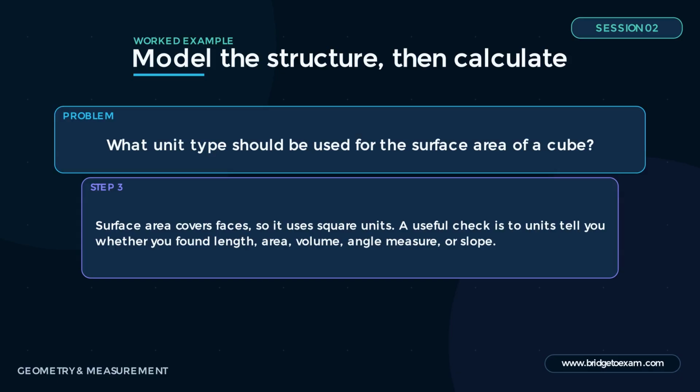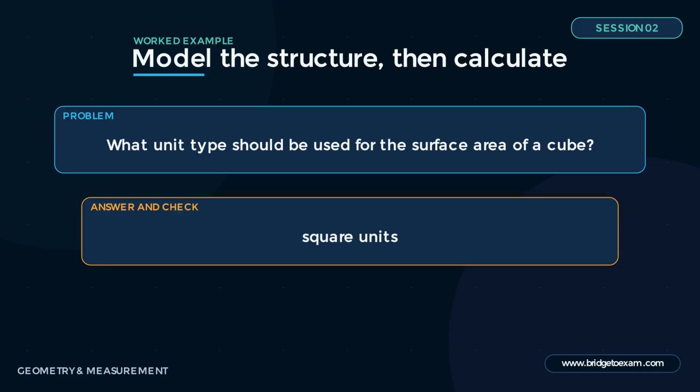Surface area covers faces, so it uses square units. A useful check is that units tell you whether you found length, area, volume, angle measure, or slope. The answer is square units. Now verify the result against the original wording. The quantity, numerical size, and unit must all make sense together.